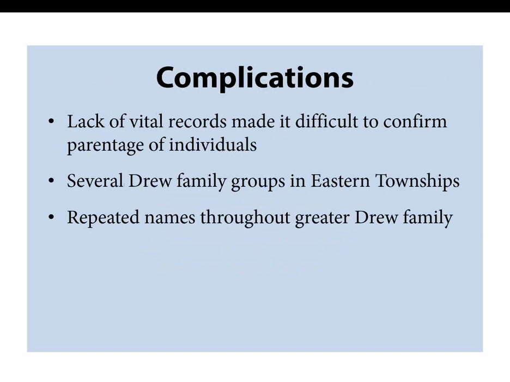So there's some complications at play here, particularly because of the lack of vital records in the Eastern Townships. This is a notoriously difficult area to do research in, so notarial records are a crucial source in this region. There's also several family groups here in the Eastern Townships of the Drews, and they use the same name over and over again, Alicia, Clement, James. So it's really hard to distinguish them.